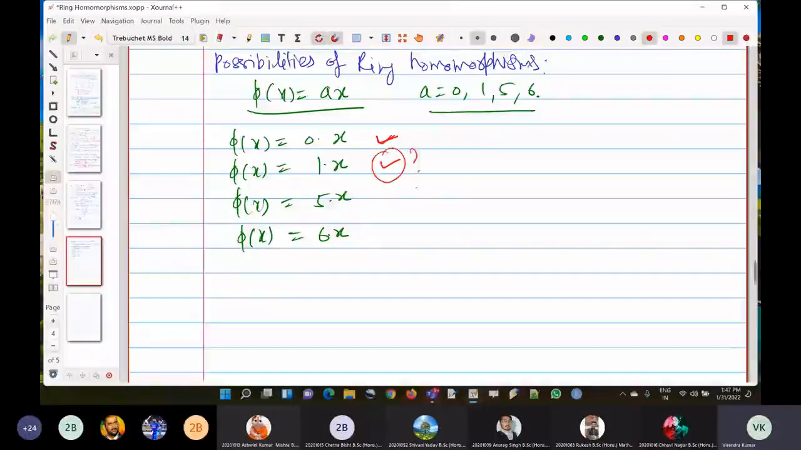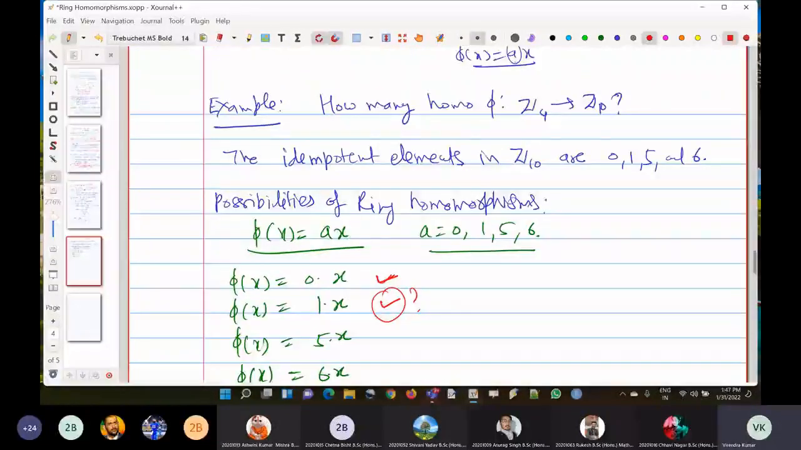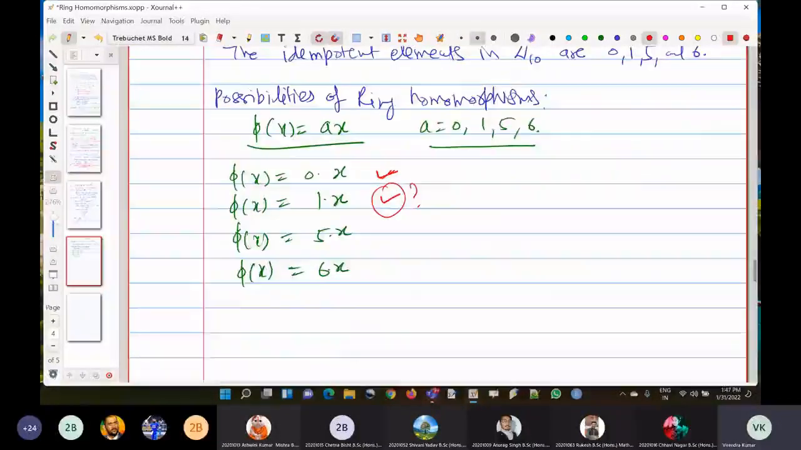So this is a big question here: this depends on the domain. We have taken Z4 and Z10. If we are in the case of Z4 and take phi of 1 plus 1, it becomes 0, since 2 in Z4 is nothing but 0.